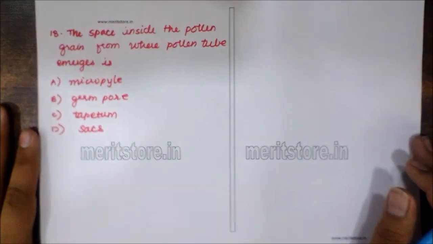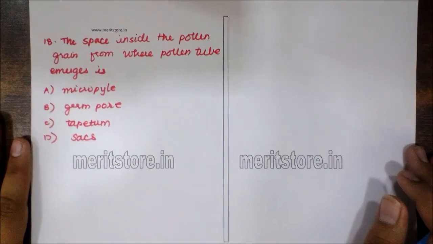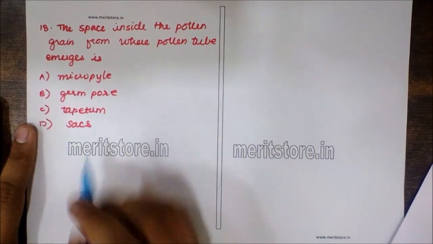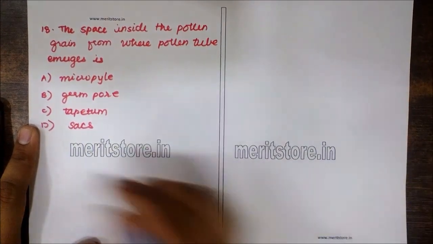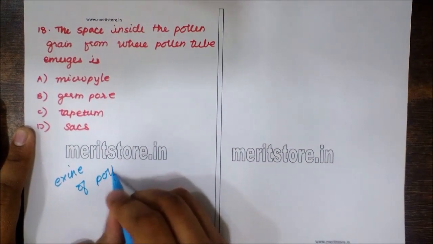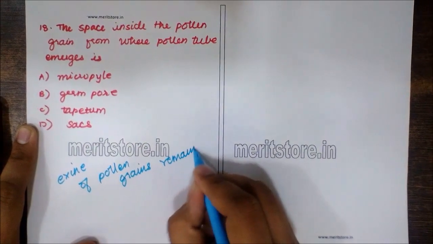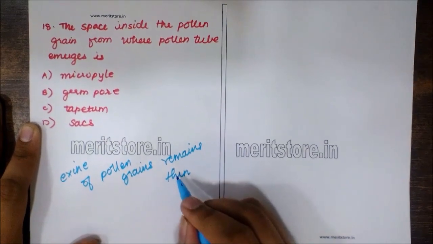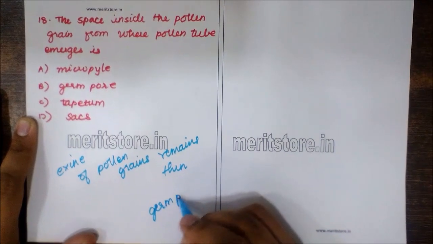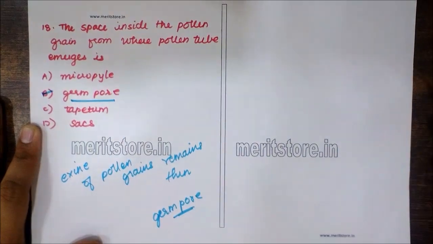Question number 18. The space inside the pollen grain from where the pollen tube emerges is A, micropyle, B, germ pore, C, tapetum, and D, sacs. As we know, at certain places the exine of the pollen grain remains thin. These thin areas are known as germ pores, from where the pollen tube emerges. So option B, germ pore, is the correct answer.